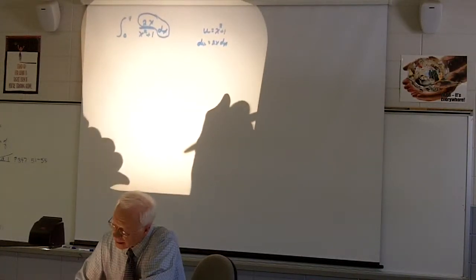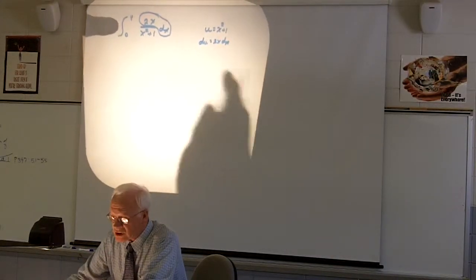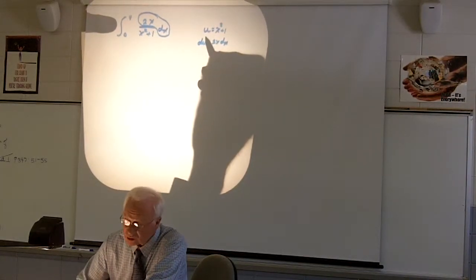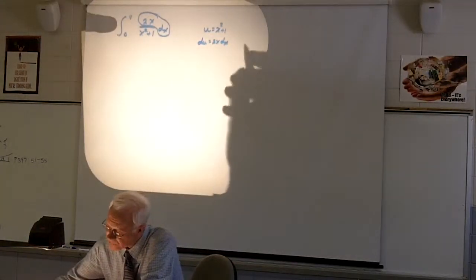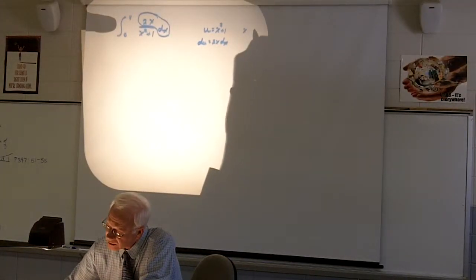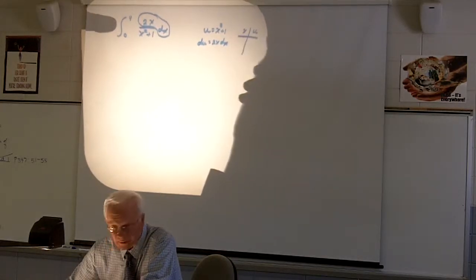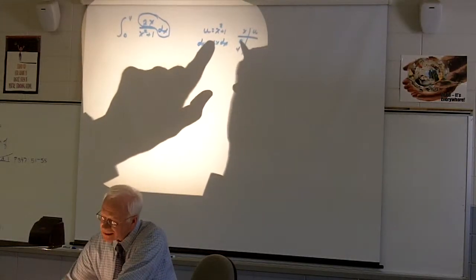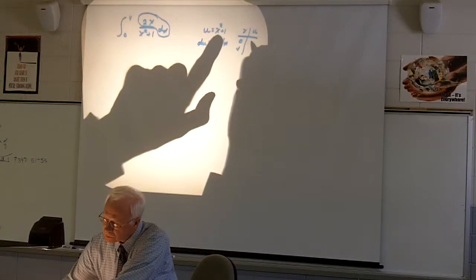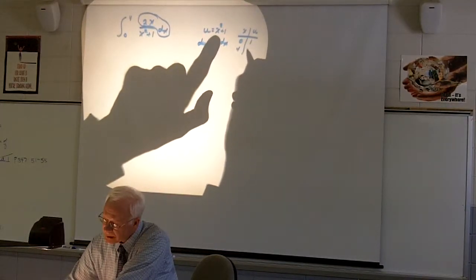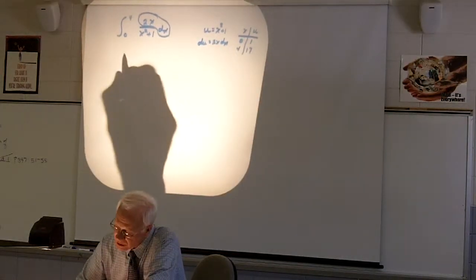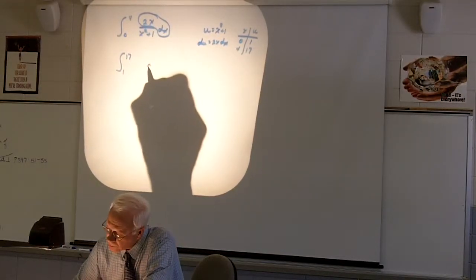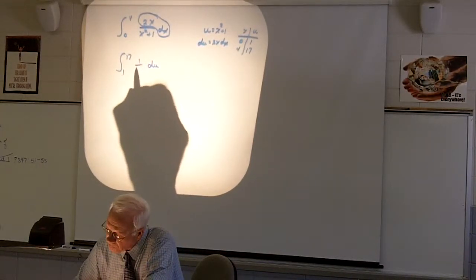Cool? Now, the next thing we're going to do is change these limits. These are on the x-axis, and I'd like them on the u, so I don't have to change it backwards. I don't have to redo it. That's what I'm doing this for. Your author does it a little differently than I do, but I kind of like this method. x is going to go from 0 to 4. When x is 0, u is 1, and when x is 4, u is equal to 17. So my new problem is this: we're going to go from 1 to 17, and this is du, and the bottom is going to be 1 over u.